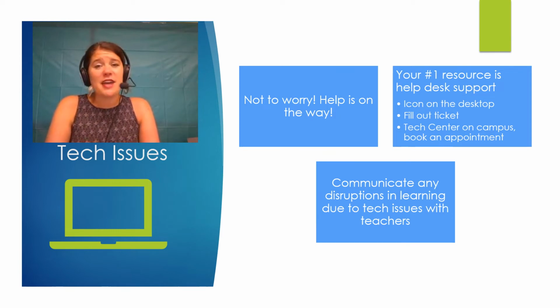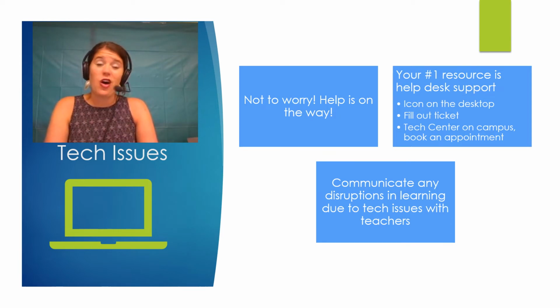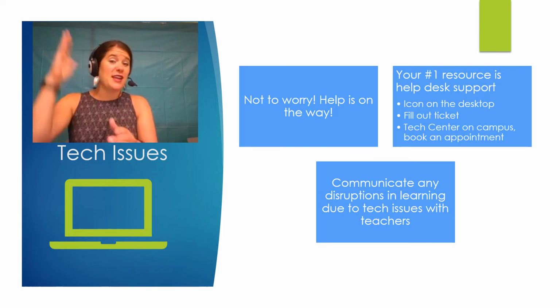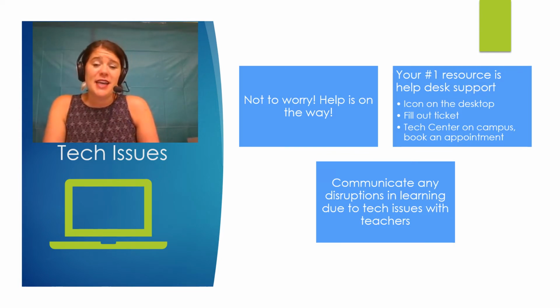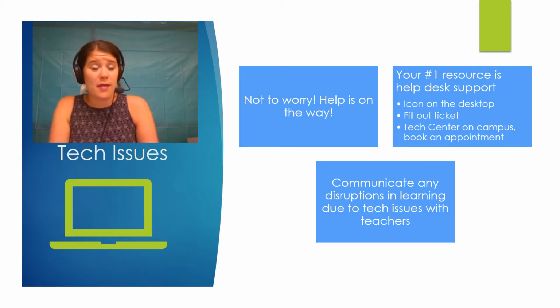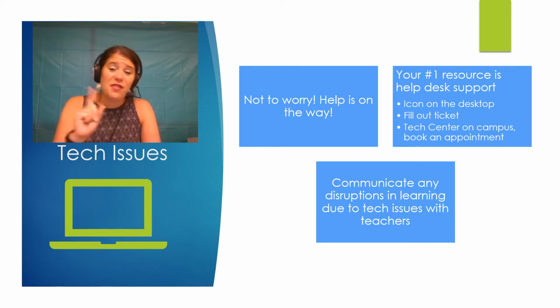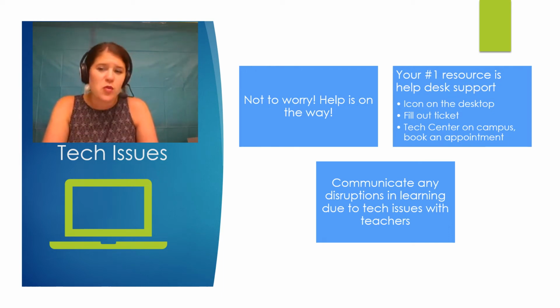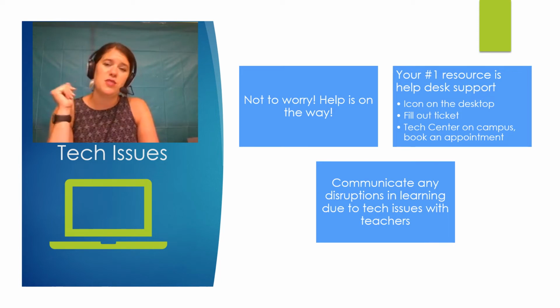There's an icon on your desktop that you'll get to see when you come to orientation. All you need to do is double click on that icon and you get to fill out a tech ticket. We also have a tech center here on campus, so if you are somebody that decides to come on campus, you can work with them when you come here also, but definitely that tech ticket is your #1 source for getting the support that you need.